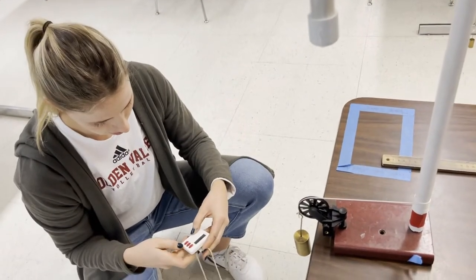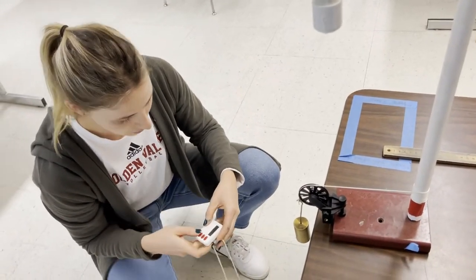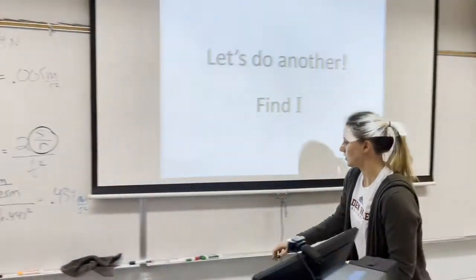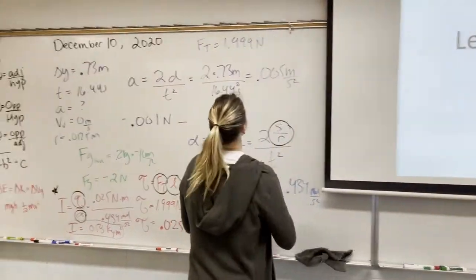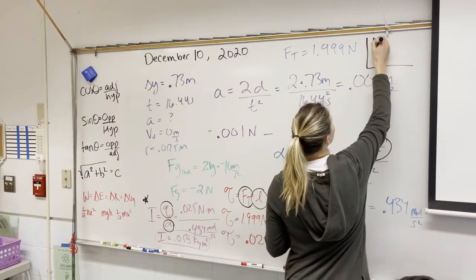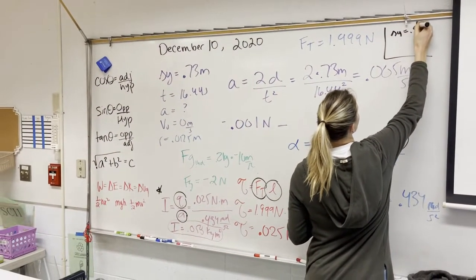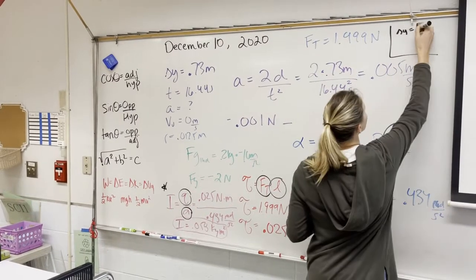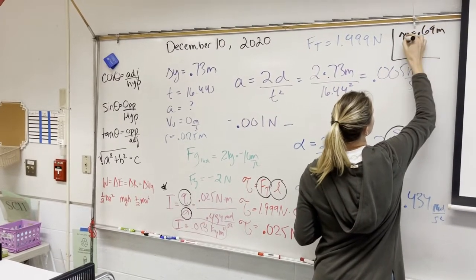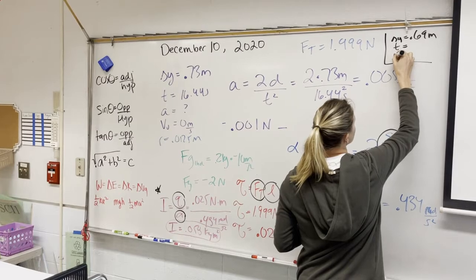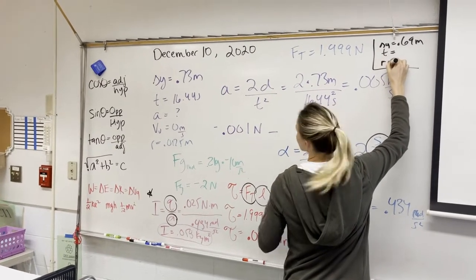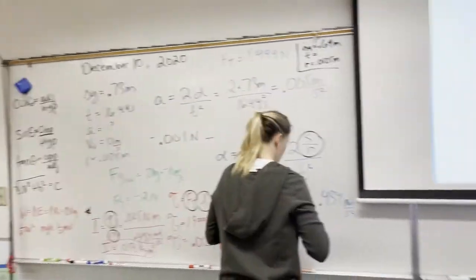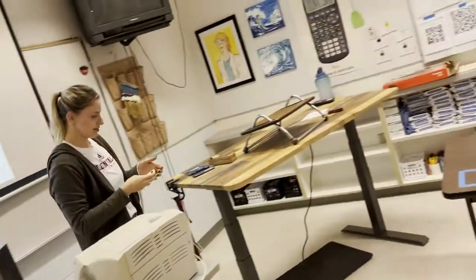Let me write that down, because I also need to keep this in mind. The delta y is 0.69 meters. We're going to find the time, and the radius is still 0.0125, half of the diameter. Let's find the time.